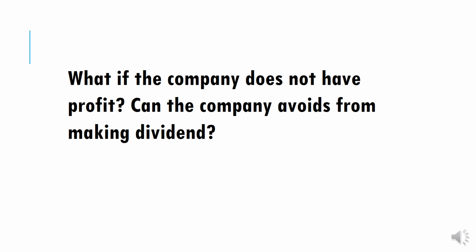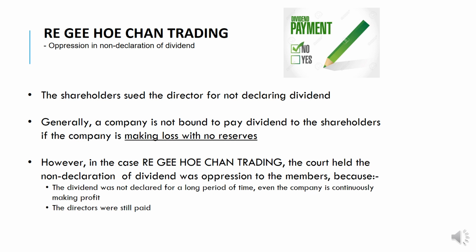What if the company does not have profit? Can the company avoid making dividends? Let us go to this Ri Ji Ho Chan trading case. In this case, the shareholders sued the director for not declaring dividend. So can a director actually not declare dividend? In this case, the directors did not declare dividends for many years, even though they were making profit, and they actually paid themselves. That's the facts of the case.